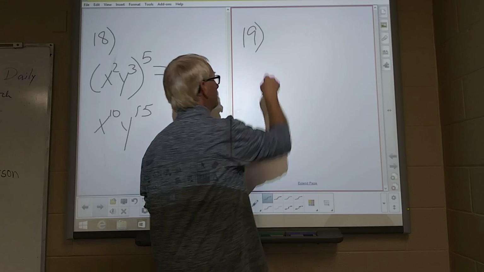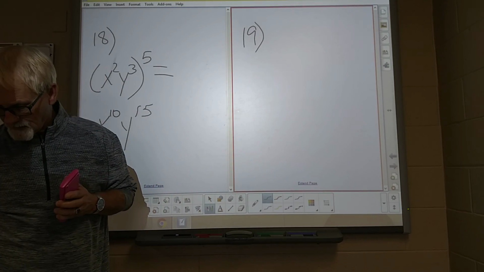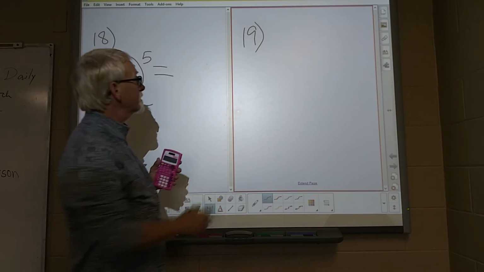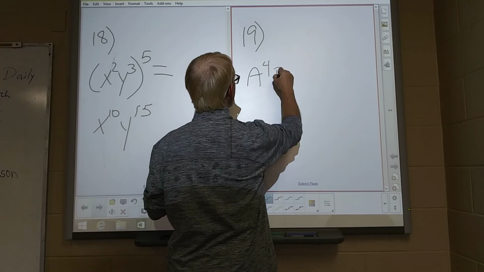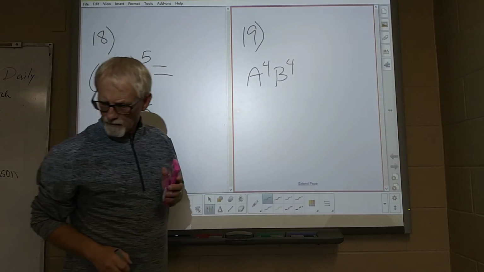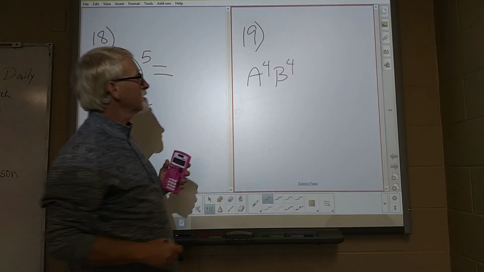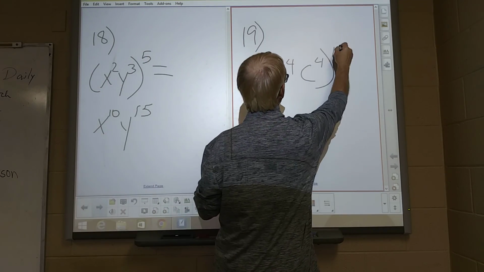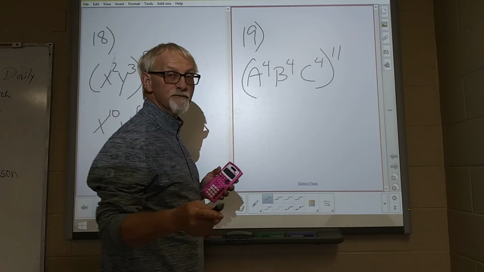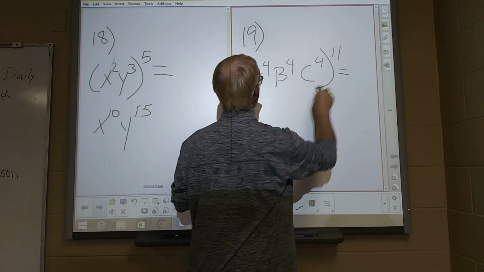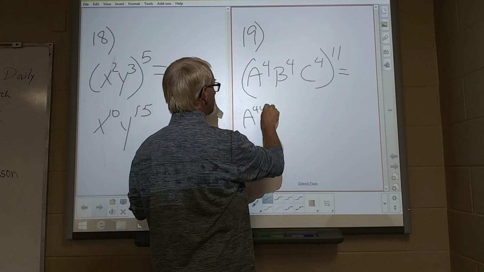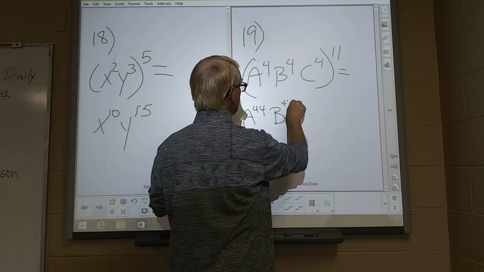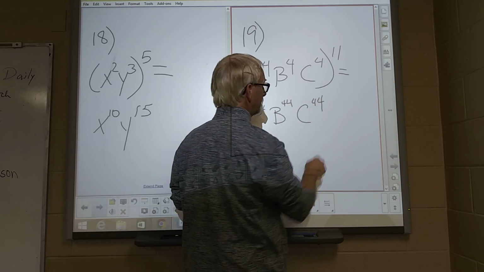All right, and let's do 19. 19 says a to the 4th, b to the 4th, c to the 4th, all raised to the 11th power. And 4 times 11 is going to be 44, so it just equals a to the 44th, b to the 44th, c to the 44th.